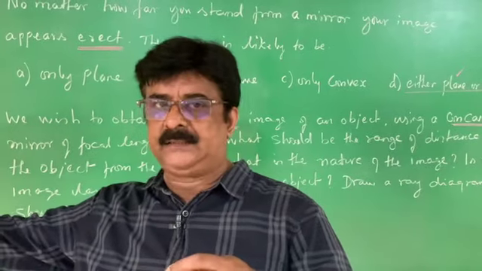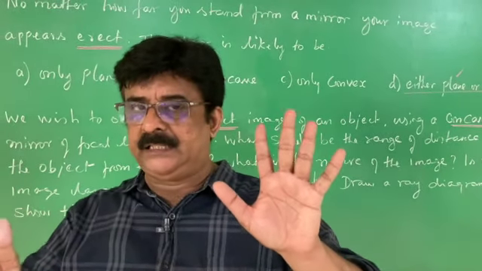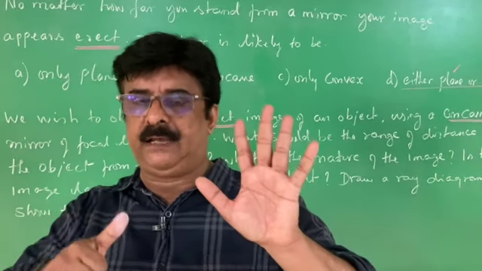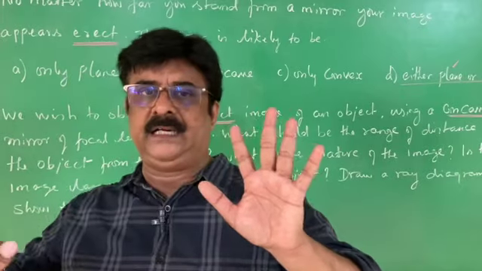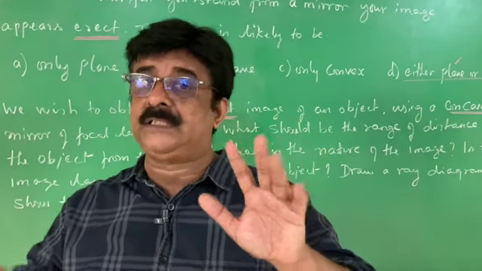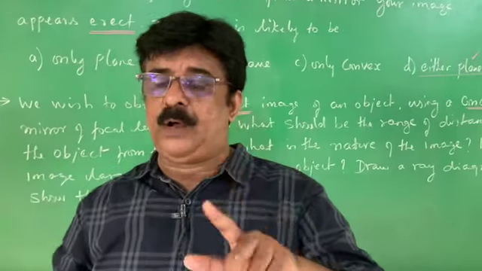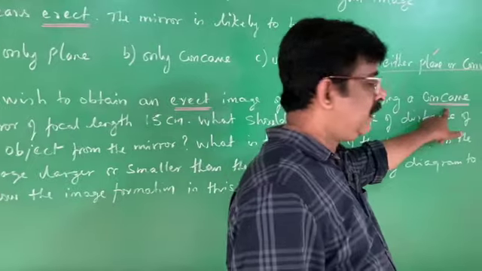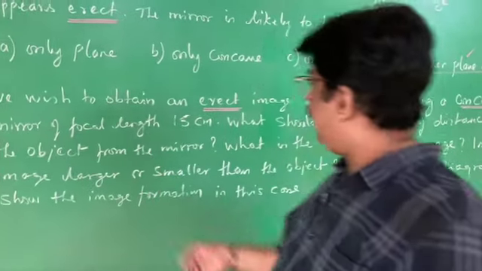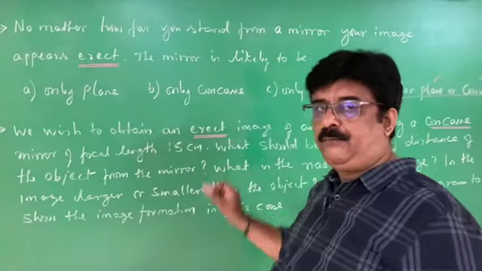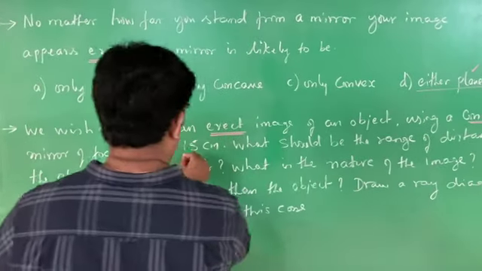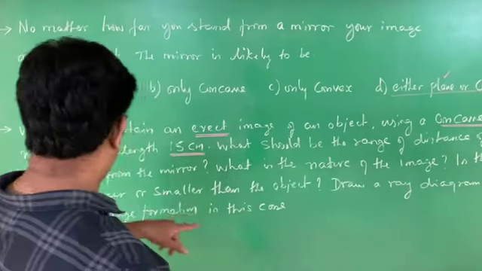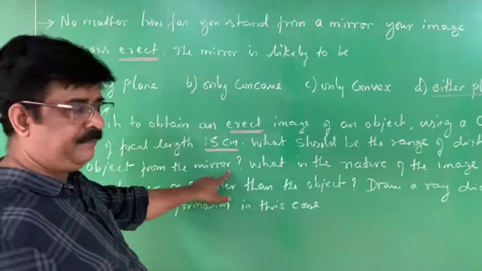In all other cases, there are 6 positions. Again I repeat, the 6 positions are at infinity, beyond C, at C, between F and C, at F. In all these conditions, the concave mirror produces real and inverted images. Now I wanted what image? Erect image. In the case of a concave mirror, the focal length of 15 centimeter is given. What should be the range of distance of the object from the mirror? Very simple English.